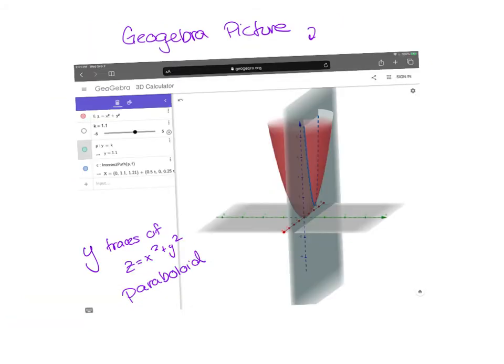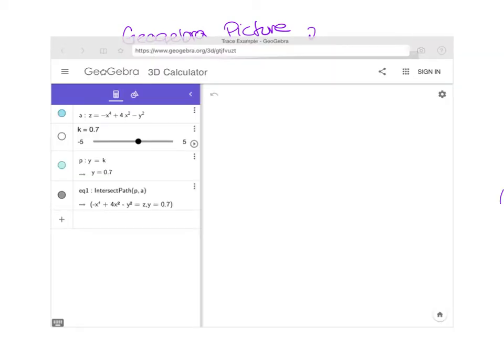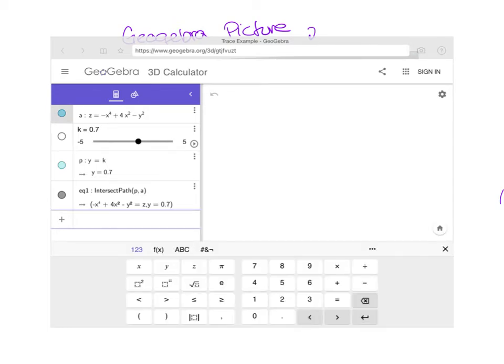Okay, so let's go ahead and actually look at these examples in GeoGebra. I've got a specific demo pulled up here, and I'll go ahead and share the link with this if anybody wants to try it. But what we want to do is change this shape. So the first one that we were looking at here was z equals x squared plus y squared. Click enter.